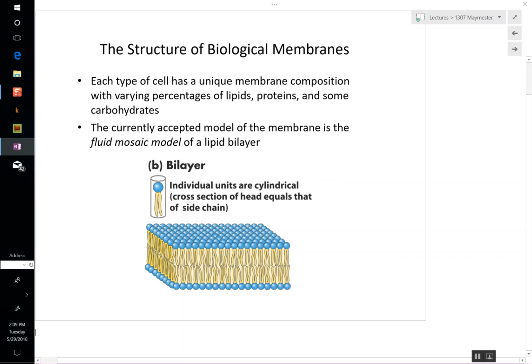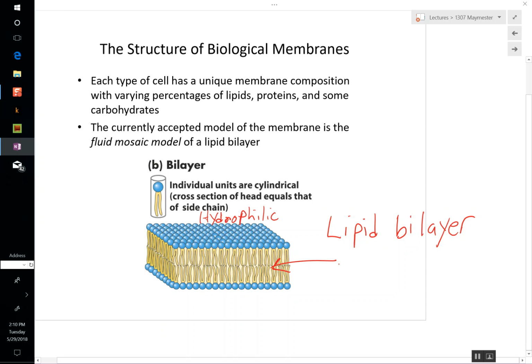So what does the cell membrane look like? It's a lipid bilayer. Okay, here's one layer of lipid. Here is the second layer, juxtaposed to one another. This is hydrophilic out here. And in here is hydrophobic. So it's hydrophilic on one end, it's hydrophilic on the other side.